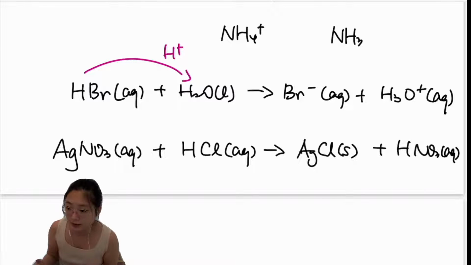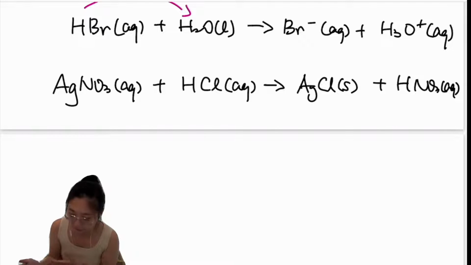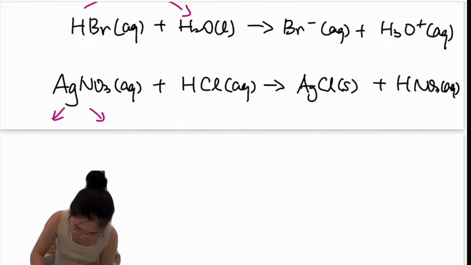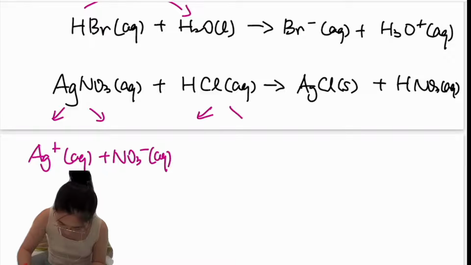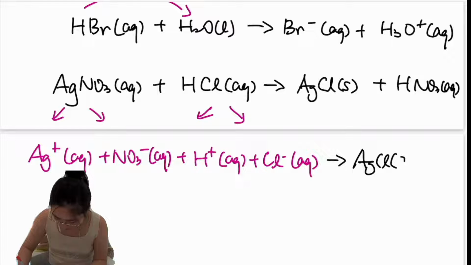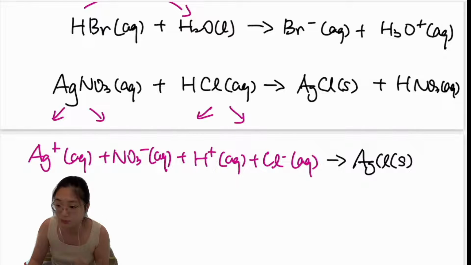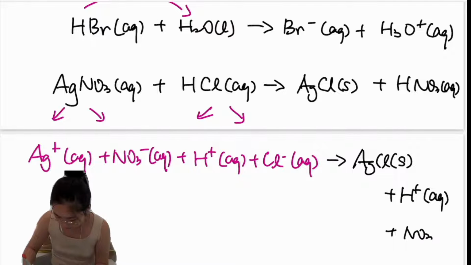If I want to write a net ionic equation, then you just separate whatever is dissociated in water. But it doesn't mean that you're not including the liquid or solid. Silver nitrate dissociates into silver cation and the nitrate anion. And hydrochloric acid also dissociates into protons and the chloride anion. When they react, AgCl, the silver chloride precipitate, forms, and the other two just remain in the form of ions.